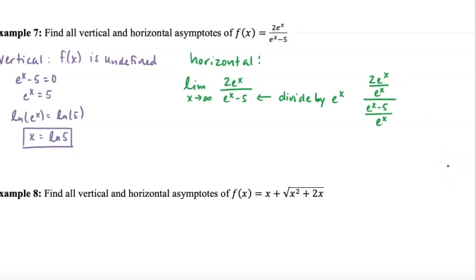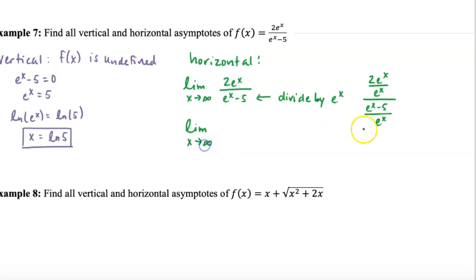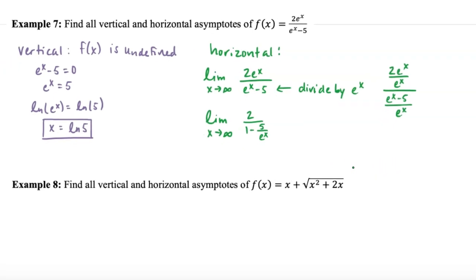So now all I have to do is simplify this expression, and I know I'm going to end up taking that limit. And so I'm taking the limit as x approaches infinity. 2e to the x divided by e to the x is just 2. And then in my denominator, e to the x divided by e to the x is 1. And then I can't simplify that minus 5 over e to the x. Now, e is a constant, and e is about 2.71. So what's going to happen as I raise a constant to a power that's really, really large?